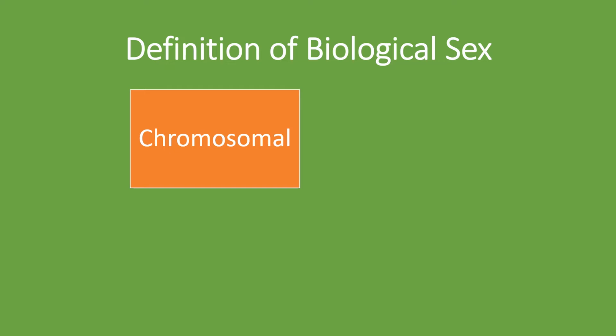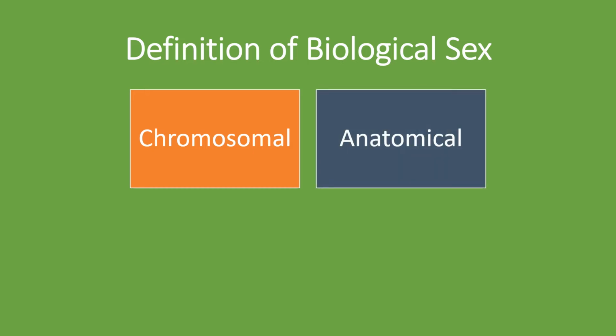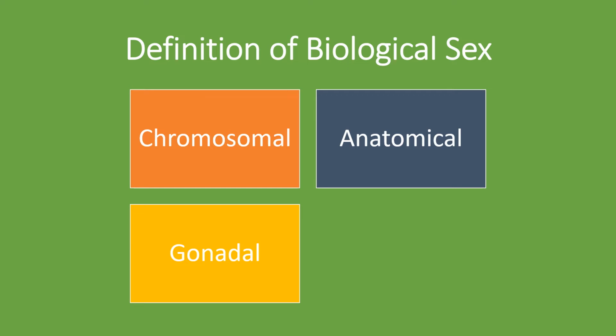The Y contains the SRY gene that codes for the SRY protein, which is a transcription factor that usually leads to a hormonal cascade, resulting in male primary sex characteristics. The anatomical part is defined by the structure of the genitals. The gonadal part is defined by the presence of either testicles or ovaries.